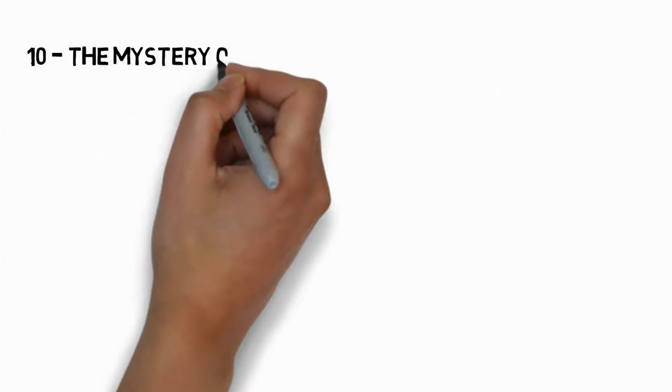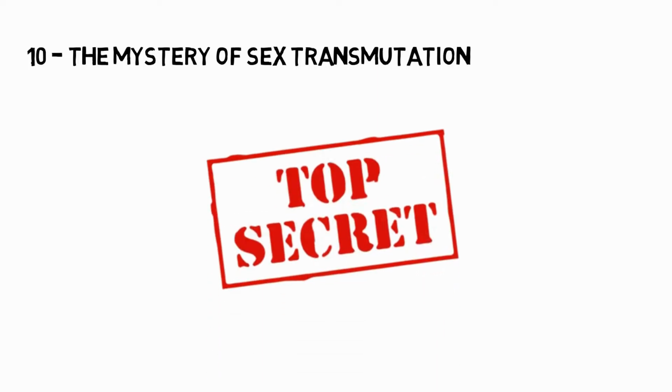Step number 10 is rather unusual. The mystery of sex transmutation. Hill recommends to transform the sex drive into energy and give it some productive purpose. Honestly, I haven't mastered the concept, so I don't go deep into that. If you're curious, read the book.